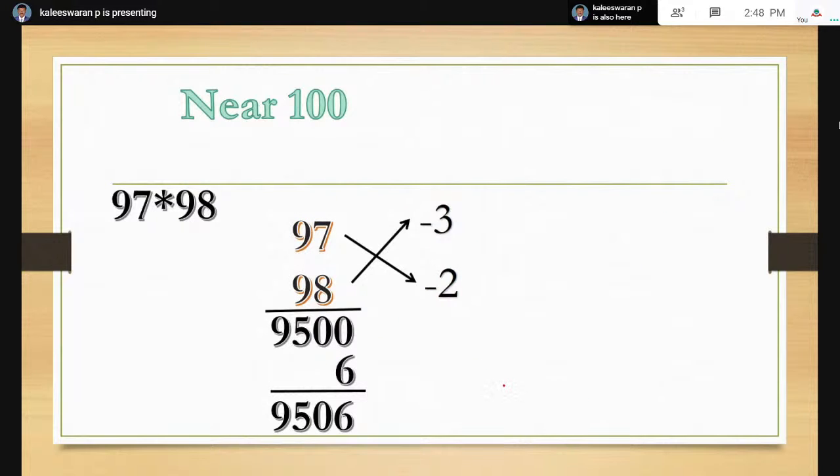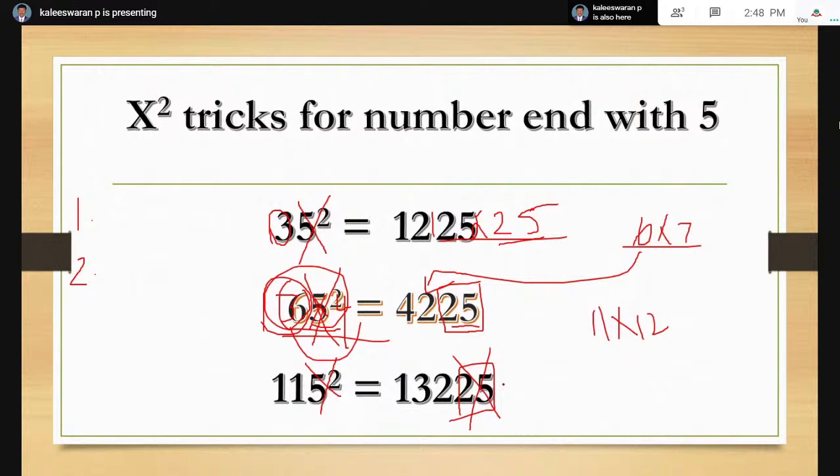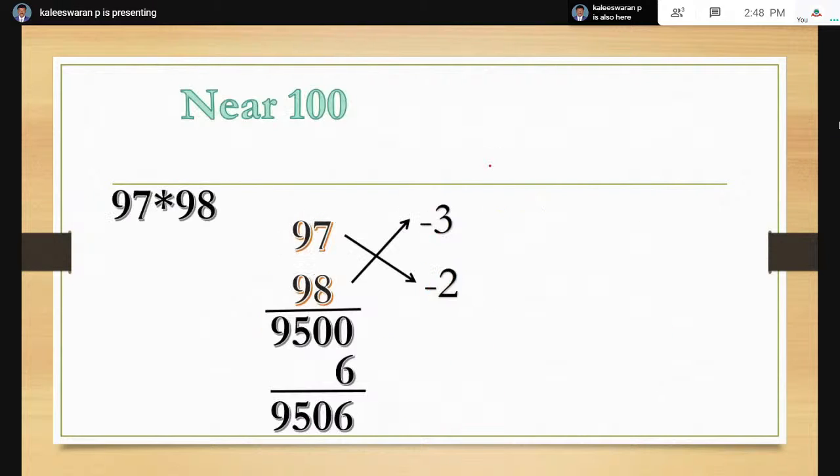What about the remaining numbers? How to find the value of 42 squared and 43 squared? 42, 43, like that, the remaining numbers.